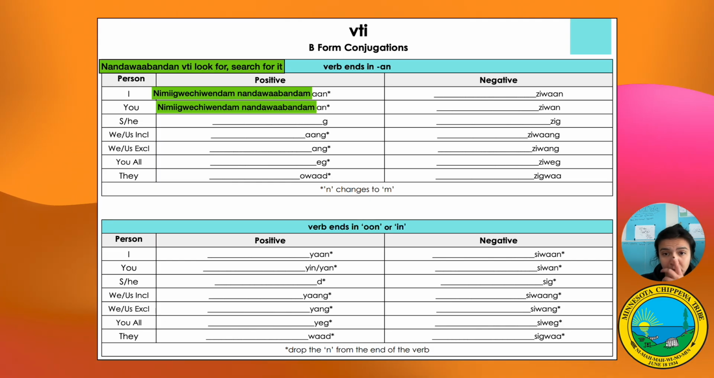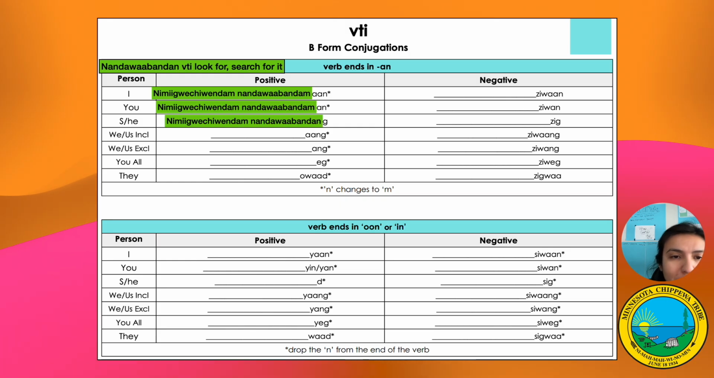All right, there's no change for the third person. Namigwe chawendam nandawabandung. I am thankful, or I am grateful. I am grateful that he's looking for it.